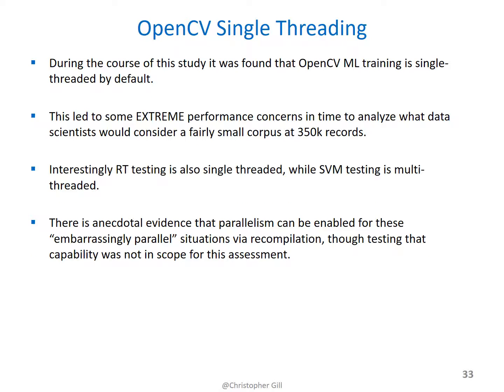A significant barrier to adoption of OpenCV machine learning algorithms is that the training models seem to be single-threaded. This caused extreme performance concerns and very long runtimes when trying to evaluate the machine learning algorithms. This led to fewer runs and perhaps less optimal tuning of the parameters. Considering these algorithms are embarrassingly parallel, especially in the random trees situation, it's almost inexcusable that the OpenCV machine learning algorithms are single-threaded.